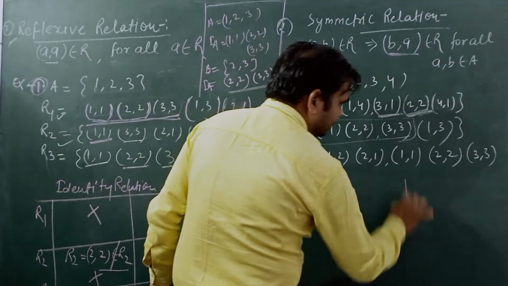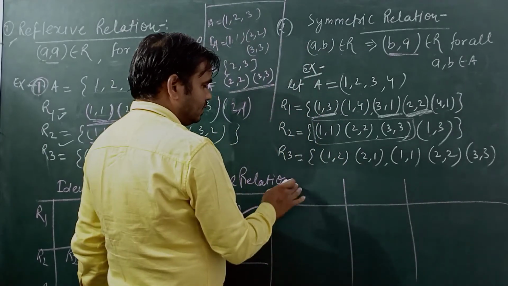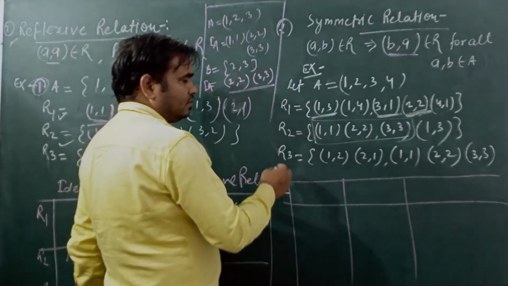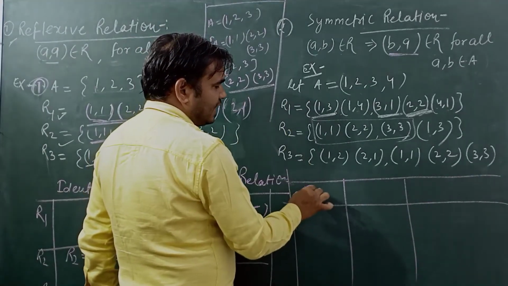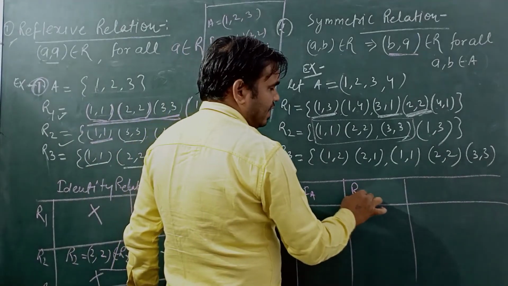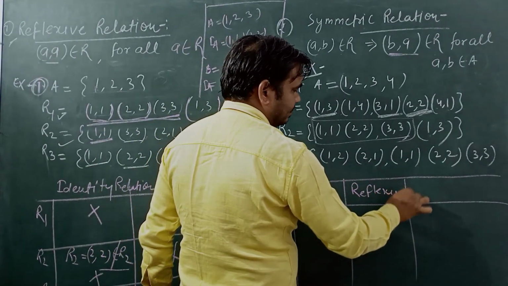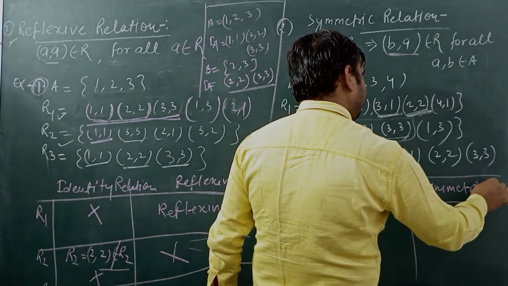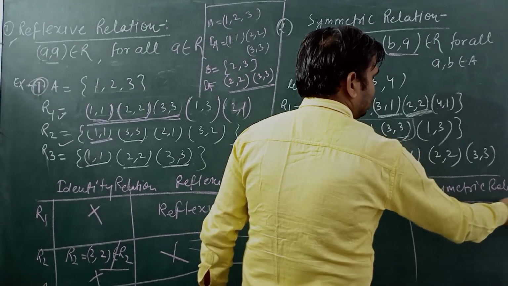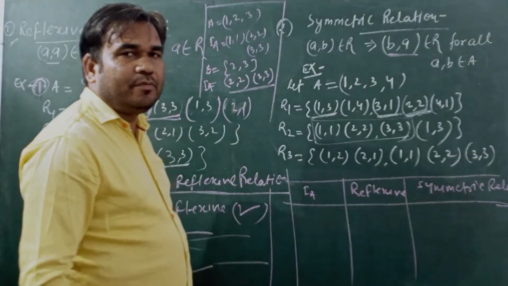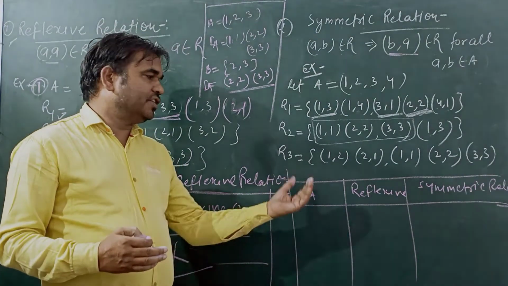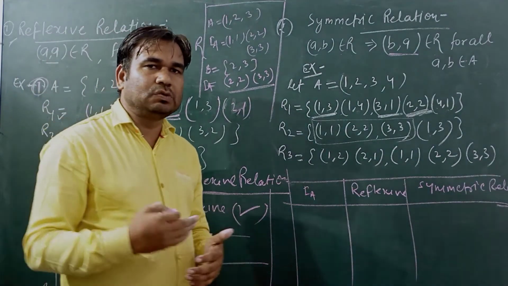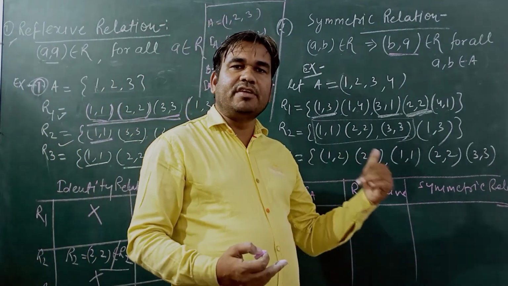So let me take this. Here we see first whether it is identity, reflexive and symmetric relation. For symmetric relation we can understand better by these methods. You should be clear about this before going on to solve the exercise on relation and function.